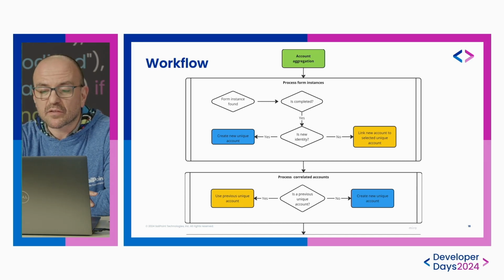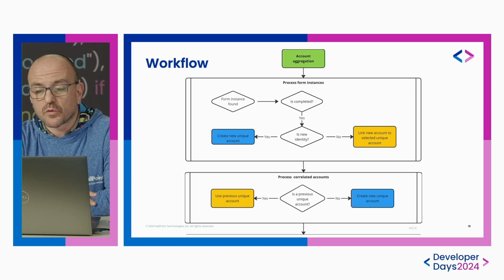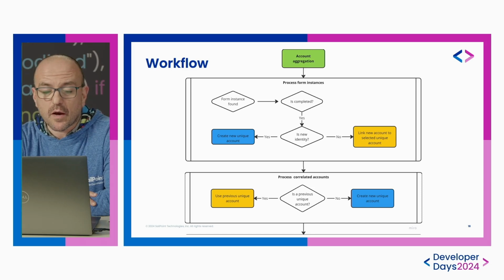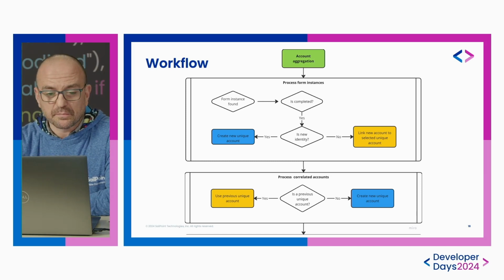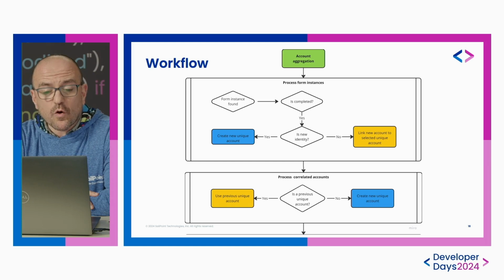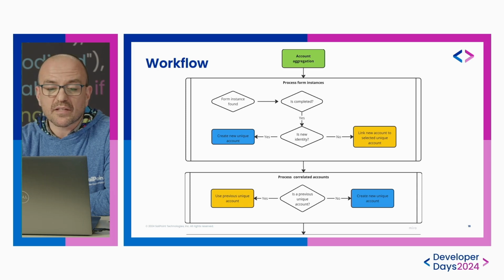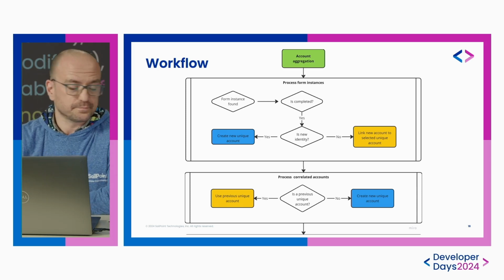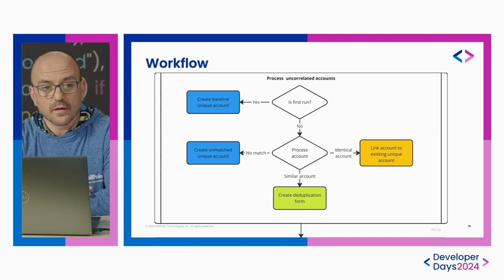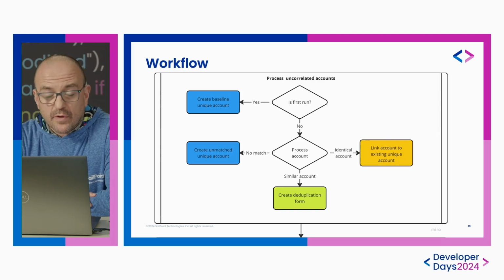We probably haven't introduced the concept of proxy account yet, but it's basically the result of combining all source accounts linked to one identity into a representing account. That account merges attribute data and keeps a log of changes to the account, as Colin showed. After form instances, we process correlated accounts. Correlated accounts are those which are already associated to an existing identity. Now it's time for uncorrelated accounts.